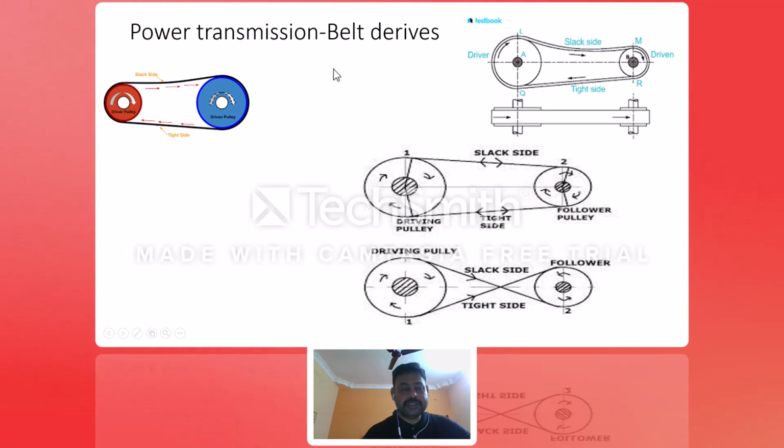Power transmission can be done through many processes. By using a belt you can do it, by using gears you can do it, by using rope you can do it. There are many ways. Power transmission means transmitting the power from one pulley to another pulley.